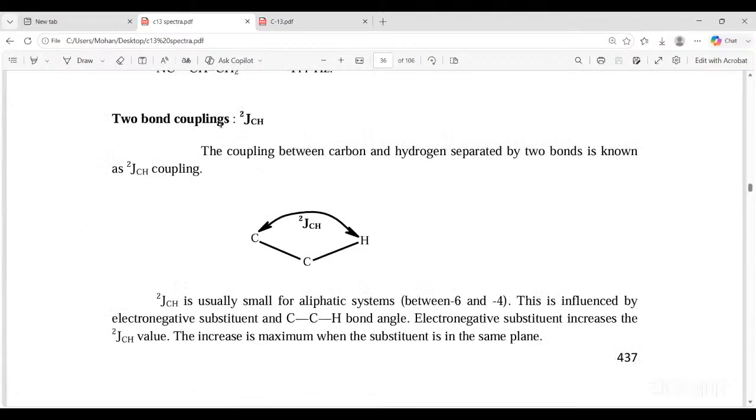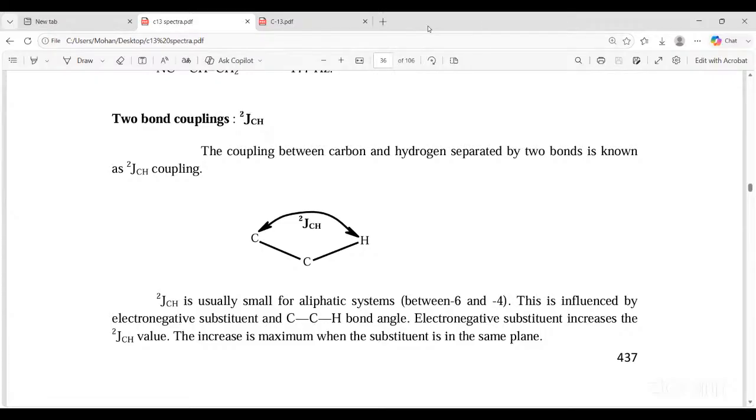Now we'll see the two bond couplings. Earlier we discussed the one bond separation, which means one bond coupling. The geminal coupling means hydrogens attached on the same carbon. Here is the vicinal coupling, with J superscript two.